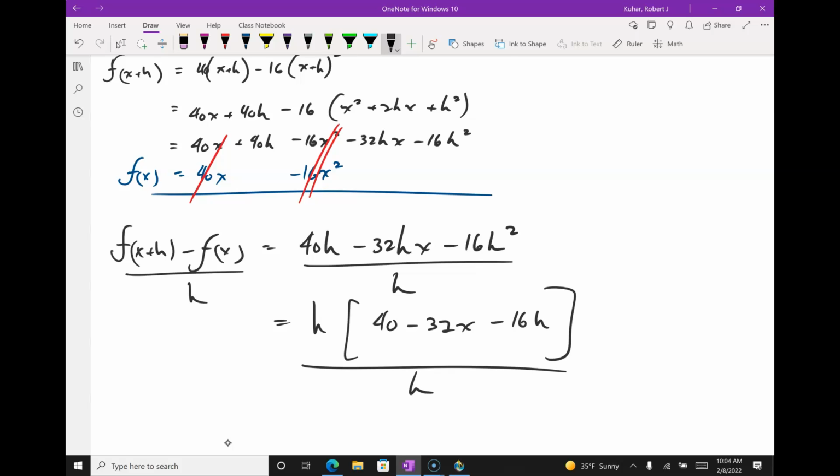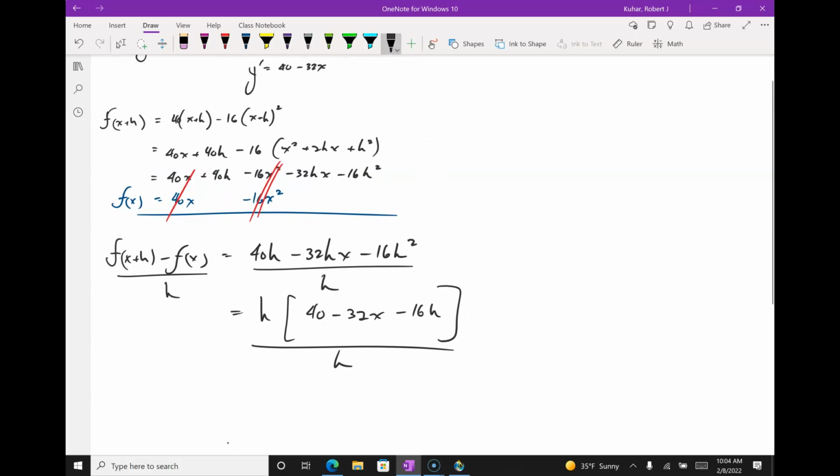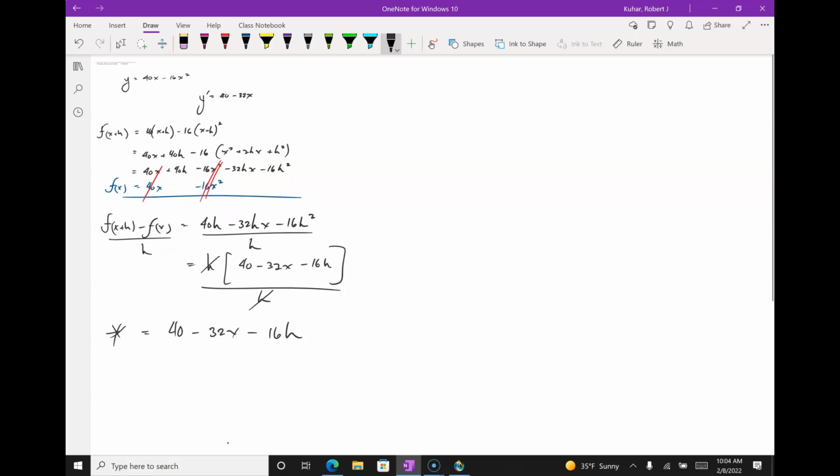You don't have to do it that way. I just find it's a lot easier. So it looks like I got my star, right, which is 40 minus 32x minus 16h, right? And I'm going to let that limit as h goes to 0 of star. And what do I get? I get 40 minus 32x, which is what I got for my shortcut.